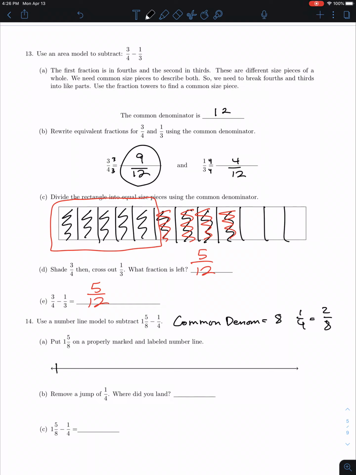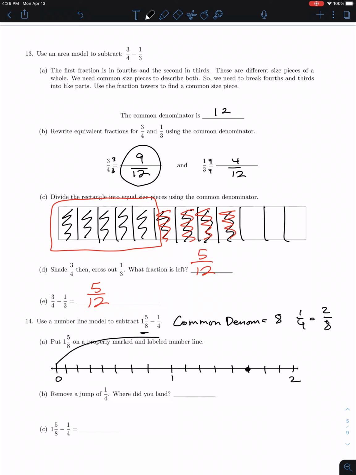So again, first thing we want to do is divide our number line up. I'm going to do 0, 1, and 2. And then again, since our denominator is 8, we want to break this into 8 chunks. So I need 7 lines. So 1, 2, 3, 4, 5, 6, 7. And so let's graph 1 5/8 first. So starting with 1, we'll count over 1, 2, 3, 4, 5.